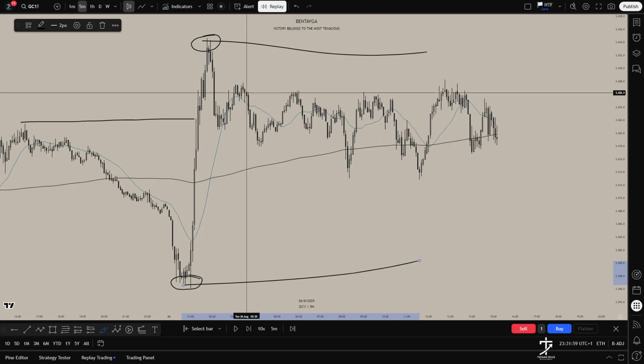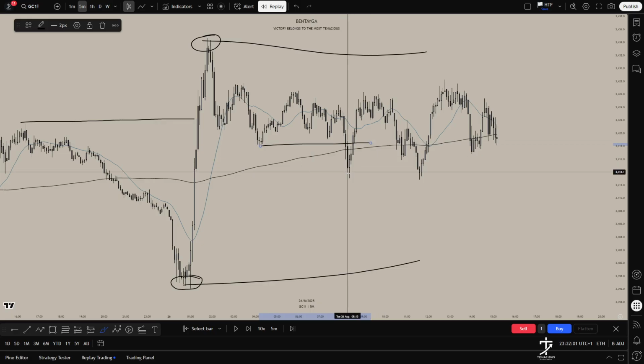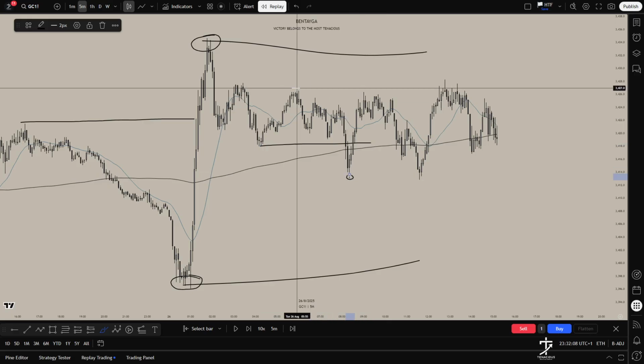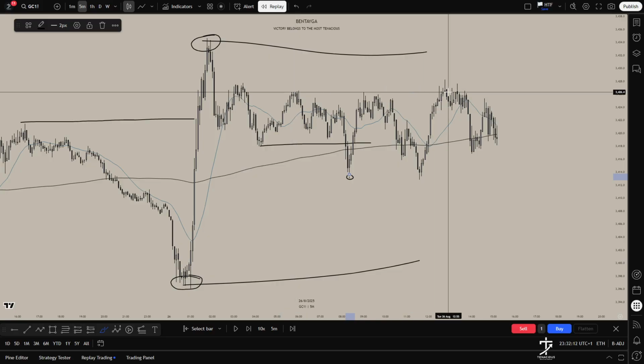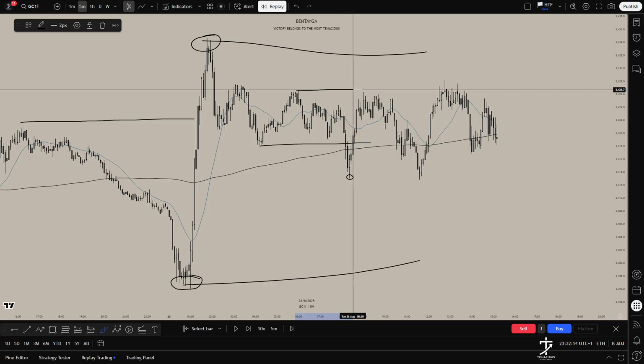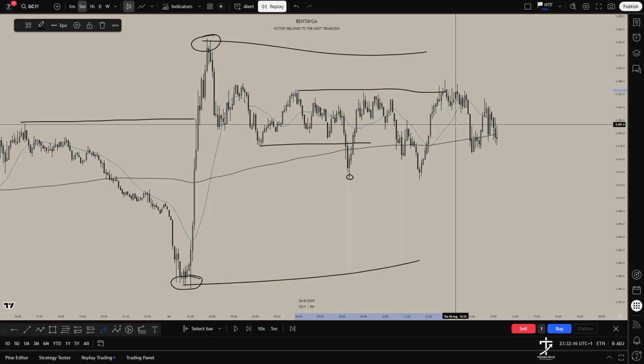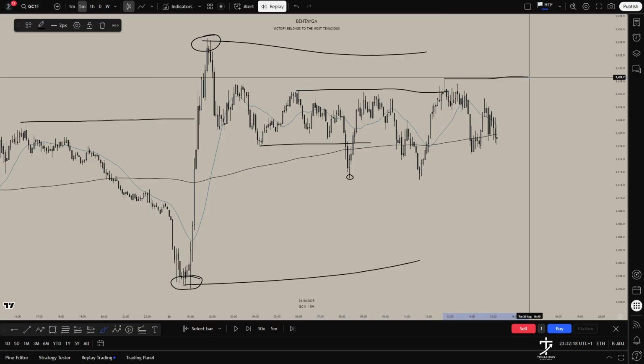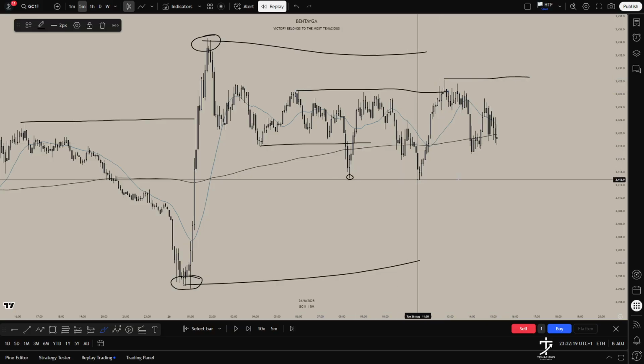And then internally we took out this low, we failed to take out this low, and we've actually wicked, and then we did take out the high eventually by that candle close there, very slightly. So technically we're trading from this high, and we are trading from this low.